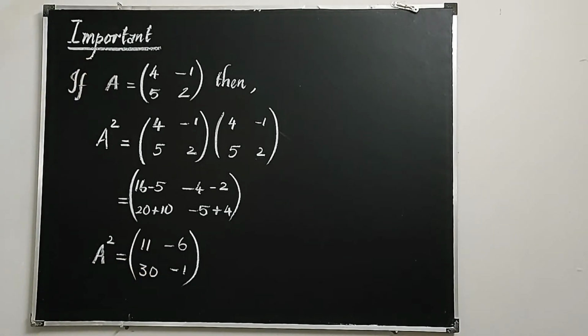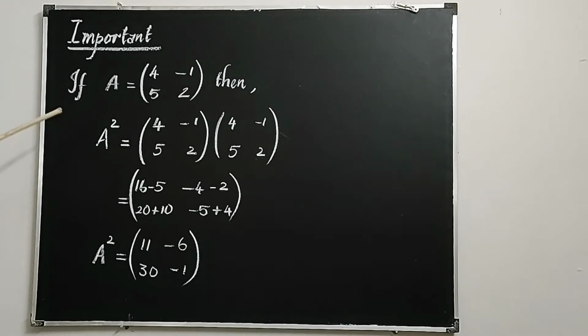If you directly square it, what will be the answer? 16, 1, 25, 4. That is wrong. So finding the square of a matrix is very important. In 5 mark sums it will come. If you just square it and write, then the whole sum will be wrong.